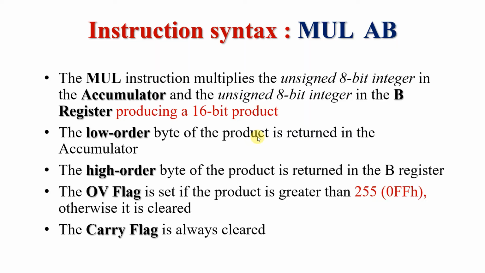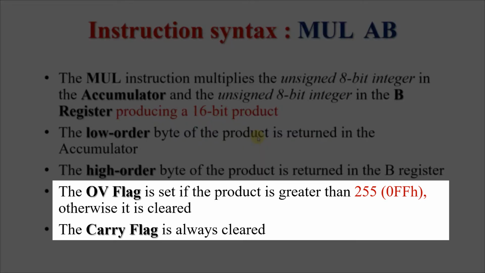As we know that flags become important whenever we perform arithmetic operations, here when you multiply two numbers, two flags are affected. One is the overflow flag and the other is the carry flag. The overflow flag is set if the product is greater than 255. That means the overflow flag is set when the result is a 16-bit number, and the overflow flag is reset if the result is an 8-bit number. The carry flag is always cleared.